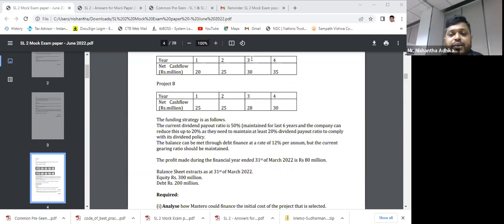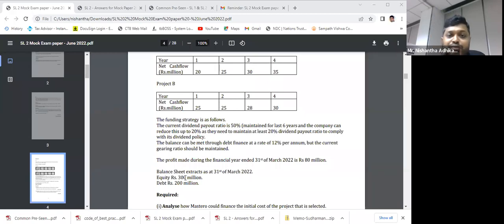The balance can be met through debt finance at a rate of 12% per annum, but the current gearing ratio should be maintained. The current gearing ratio, looking at debt and equity, is 60 to 40. You can mark it down: current gearing ratio 60% equity, 40% debt, right? The profit made during the financial year ended 31st March 2020 was 80 million. That 80 million is included in the equity, right?